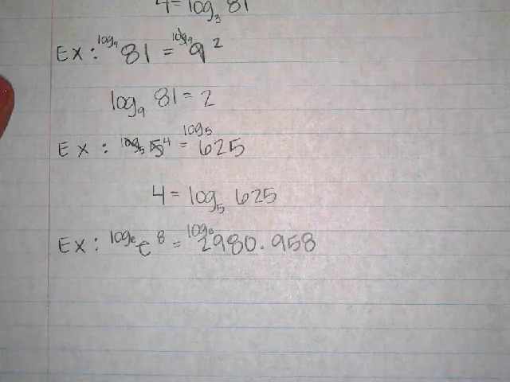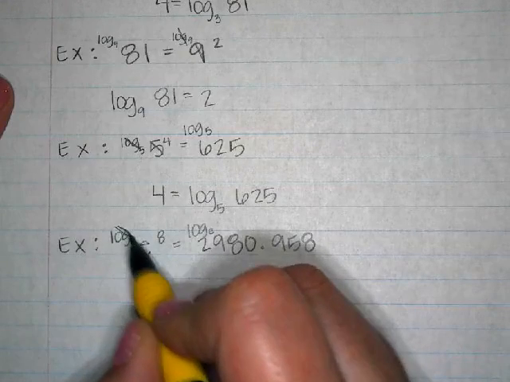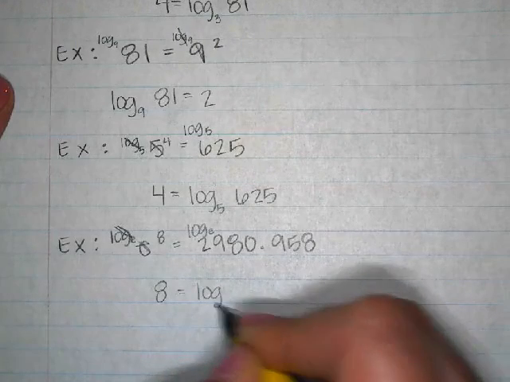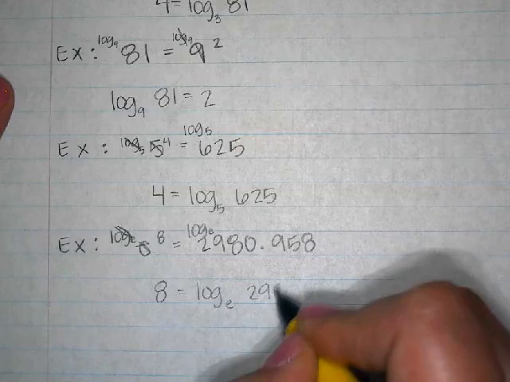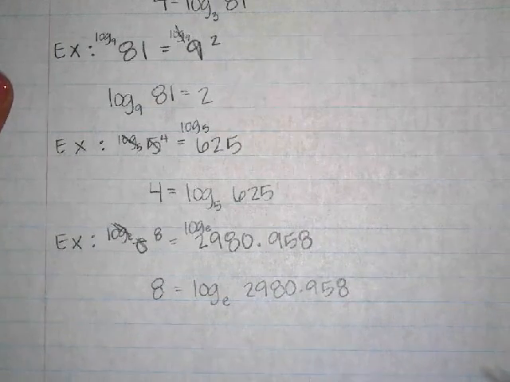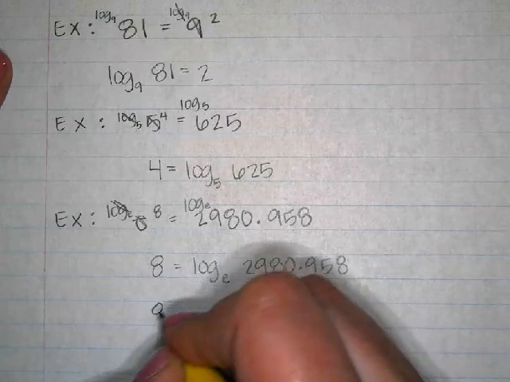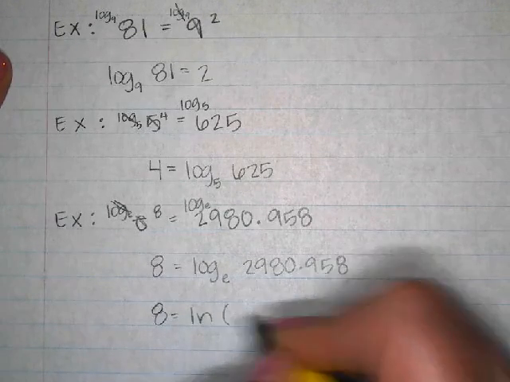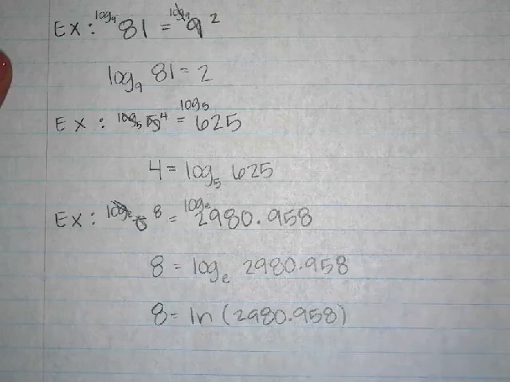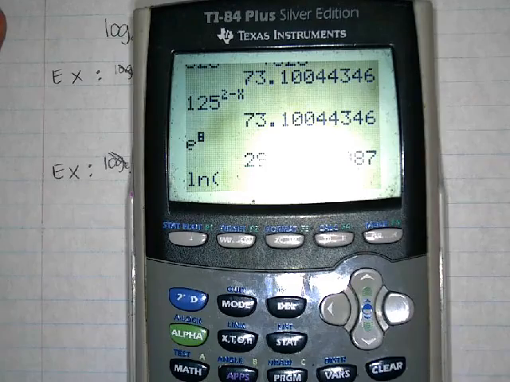Okay, so I'm going to cancel this out. So 8 equals log base e of 2980.958, but we don't actually write log base e. Anyone remember what log base e actually is? It's ln. 8 equals ln of 2980.958. Let's check it and see if that's close. It's going to be not perfect because we rounded decimals. But if I do ln of 2980.958, is that approximately 8? Yes, it is.